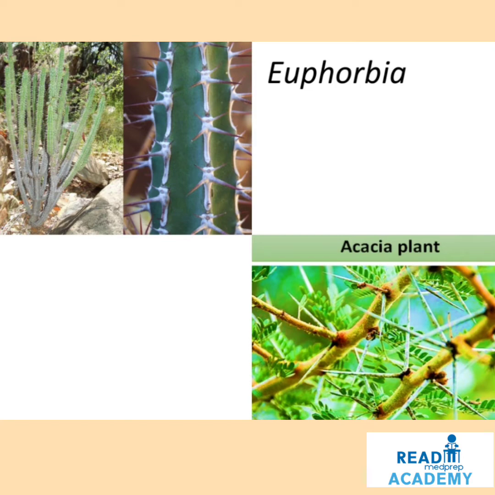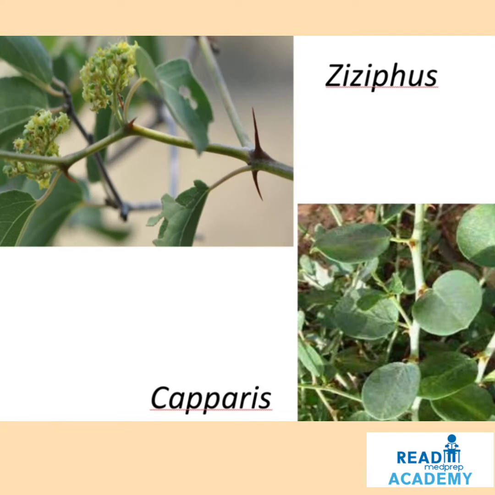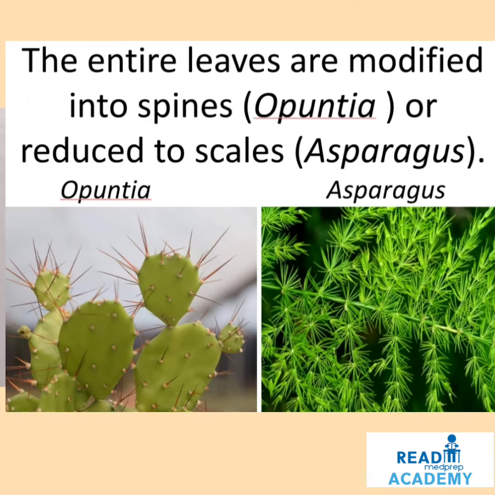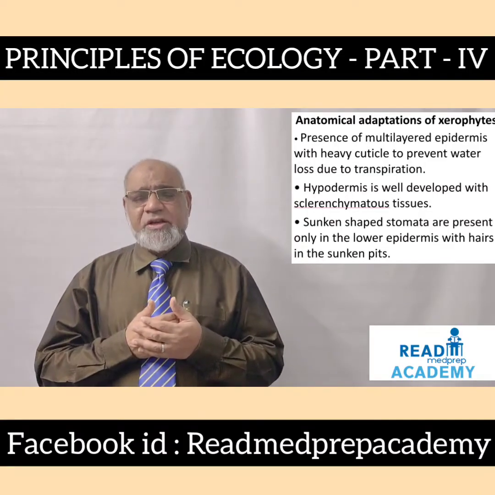And the image on the right side below, you can see the long and large spines of the Acacia plant. The image above shows the spine in a xerophyte plant, and in the image below you can see the plant Capparis with the modified spines. The entire leaves are sometimes modified into spines. Example, Opuntia, you can see in the image below on the left side. Or it may be reduced to scales in asparagus, as you can see in the image below on the right side. What are the anatomical adaptations of xerophytes?